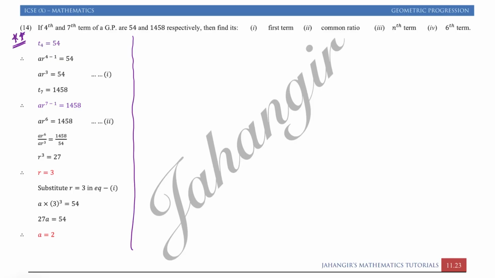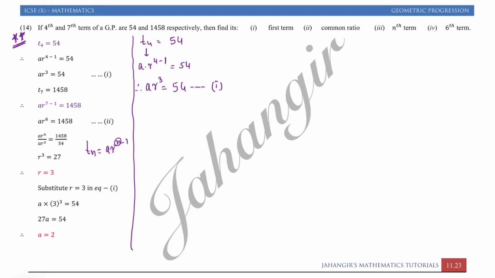So here what is given? First let us write here T4 is given as 54. So if you put the formula for T4, what can we write? The formula for Tn is A into R raised to n minus 1. So in place of n we can write 4, that is 4 minus 1. That is 54. So therefore A into R raised to 3 is equal to 54. This is my first equation.